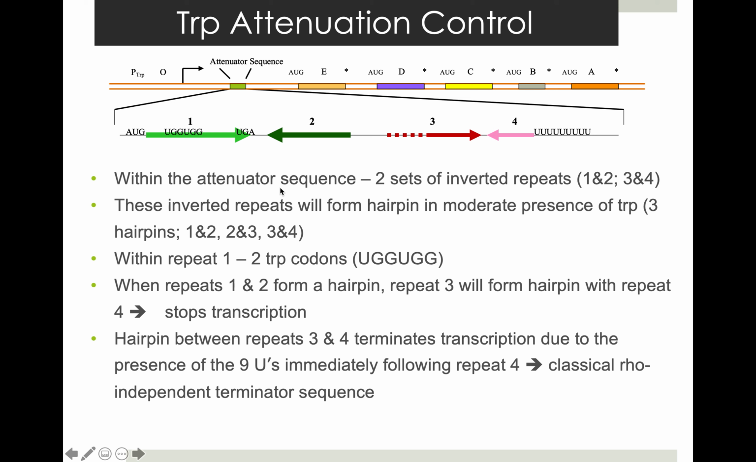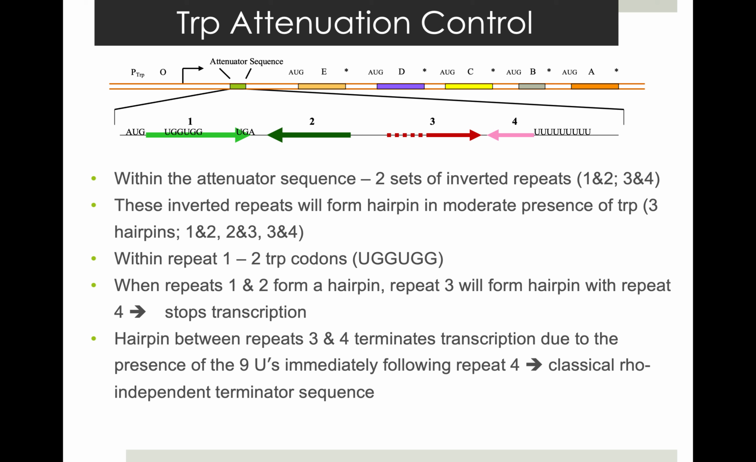Within the attenuator sequence, there are two sets of inverted repeats. There are four regions, or four repeats: regions 1, 2, 3, and 4, but only two sets of inverted repeats, 1 and 2, which should form a loop, or 3 and 4. These inverted repeats will form hairpins in the moderate presence of tryptophan.